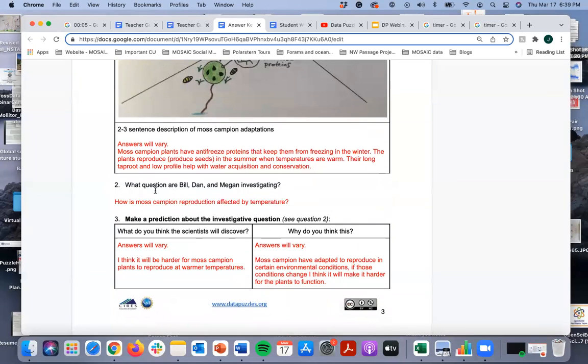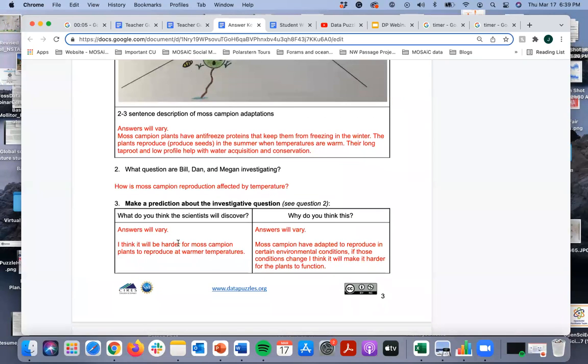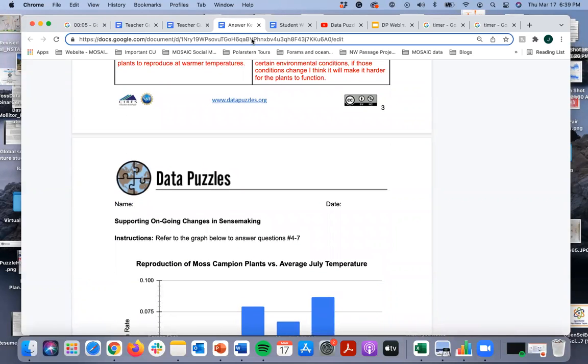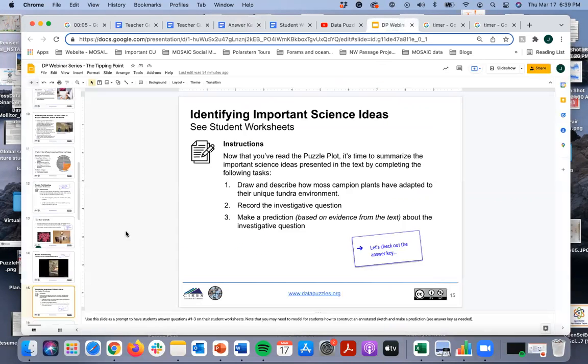And then in this case, the question that the scientists are investigating is: how is moss campion reproduction affected by temperature? Then have students make a prediction for how this plant's reproduction rate might be affected by warming or cooling temperatures. So we've got these answer keys again for each of the data puzzle resources.